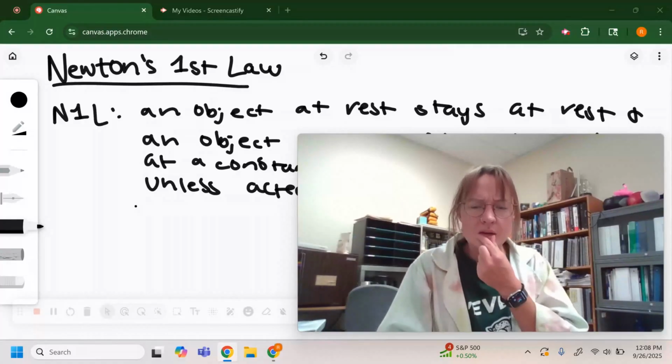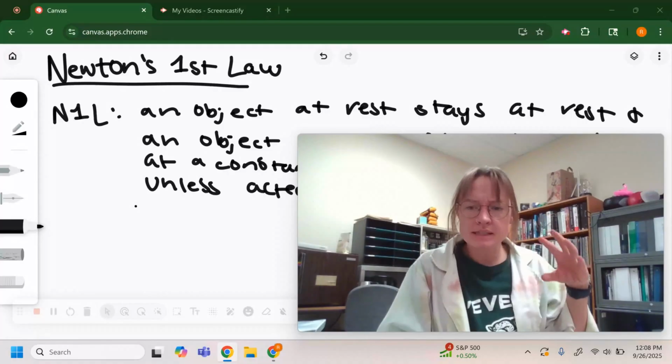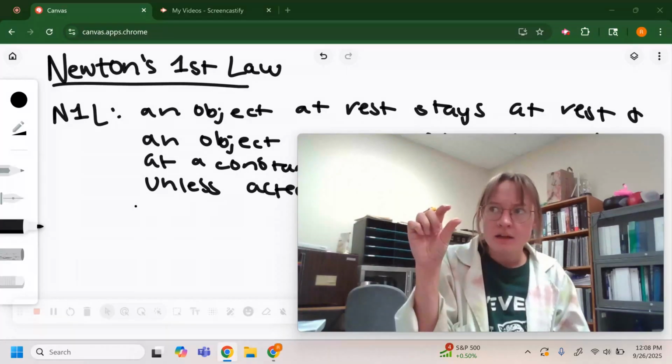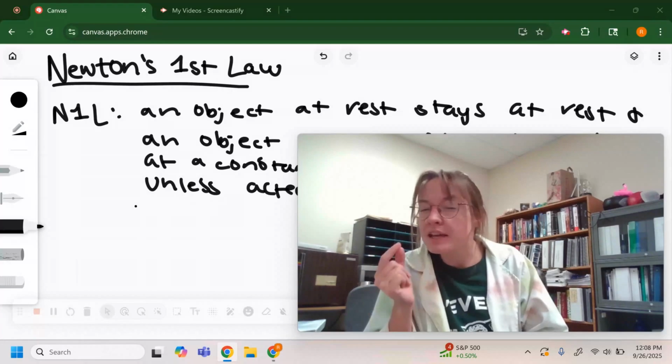Well, then someone came along and said, but I have an issue, and the issue is a cannonball. You take a cannonball and shoot it out of a cannon, and once the cannonball is in the air, it keeps moving. And they said, what keeps it moving in the air?